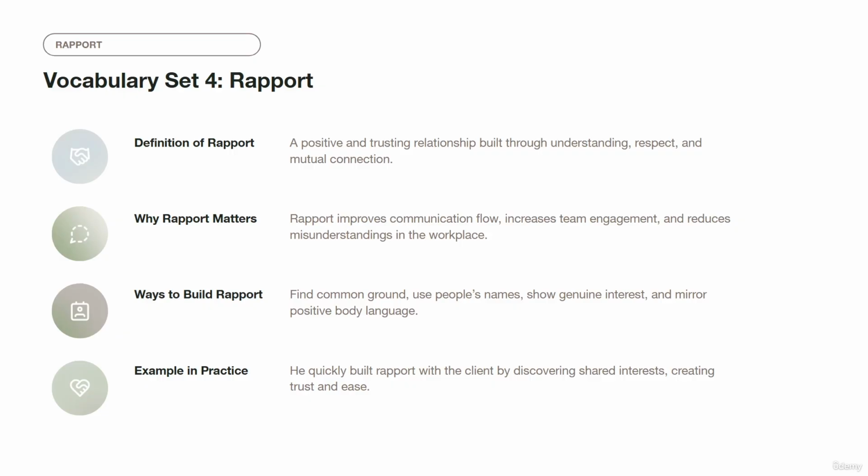Why does rapport matter? Well, I think it's self-evident, but let's say rapport improves communication flow, increases team engagement, and reduces misunderstandings in the workplace. Ways to build rapport: find common ground. What do you have in common with other people around you? Use people's names. It's simple, but it's a really powerful gesture if you remember and use people's names. Show genuine interest in the things they do and the things they say.